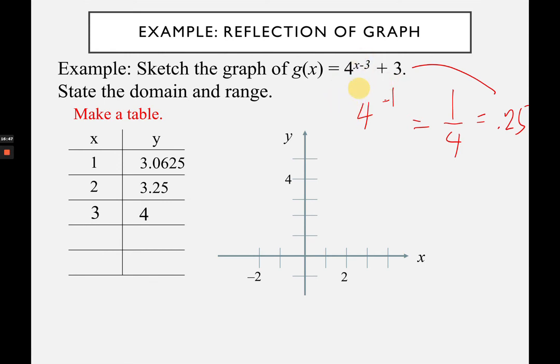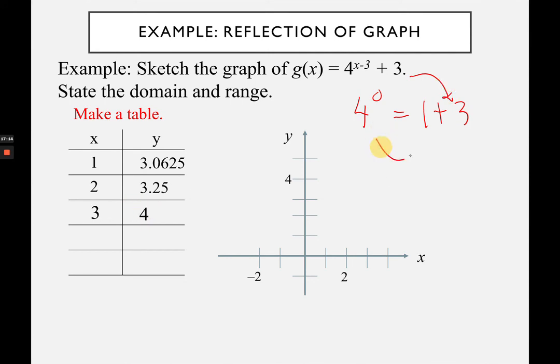This is going to be your last example, I think. So if x is 3, 3 minus 3 is 0, 4 raised to 0 is equal to 1. 1 plus 3, where 3 comes from the original function, the result is 4. That's why it's 4. Any number raised to 0 is 1.